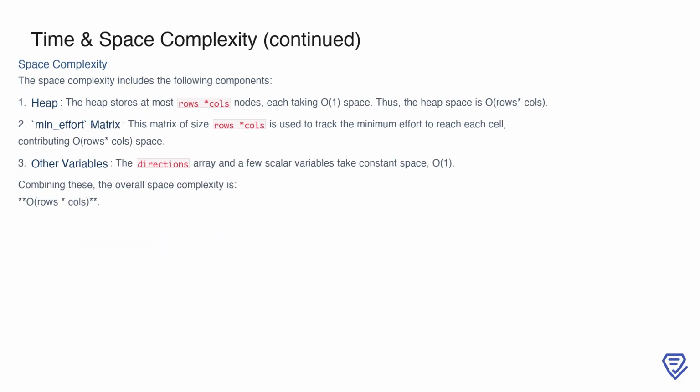Now let's discuss the space complexity of the solution. The heap, which is a priority queue, stores at most rows * cols nodes, and each node takes O(1) space. Therefore, the heap requires O(rows * cols) space in total. Additionally, the min_effort matrix, which is used to keep track of the minimum effort required to reach each cell, is also of size rows * cols, contributing another O(rows * cols) to the space complexity. Besides these, there are a few constant space variables, such as the directions array used for neighbor traversal, which takes O(1) space. When we combine these components, the overall space complexity of the algorithm is O(rows * cols).